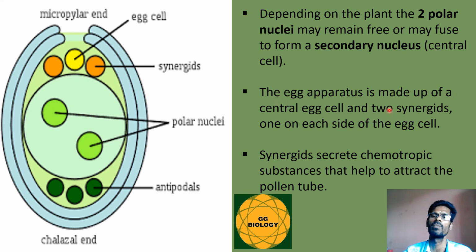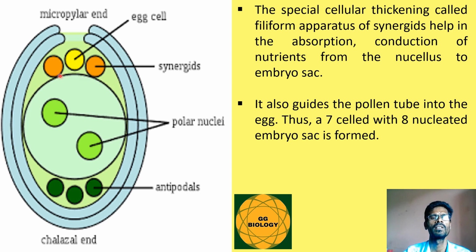The egg apparatus is made up of the central egg cell and 2 synergids, one on each side of the egg cell. The synergids secrete a chemotropic substance that attracts the pollen tube towards the egg cell. These synergids have certain special cellular thickenings called the filiform apparatus. This filiform apparatus of the synergids is responsible for absorption and conduction of nutrients from the nucellus to the embryo sac. It also guides the pollen tube into the egg cell. So the synergids are responsible for guiding the pollen tube towards the egg cell.